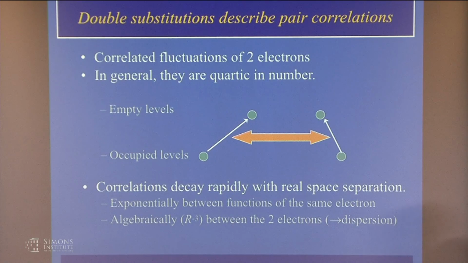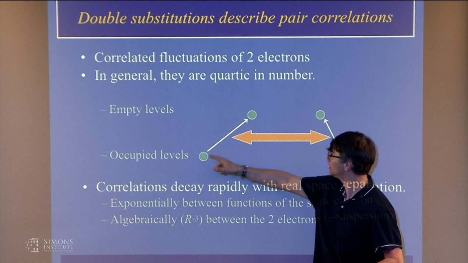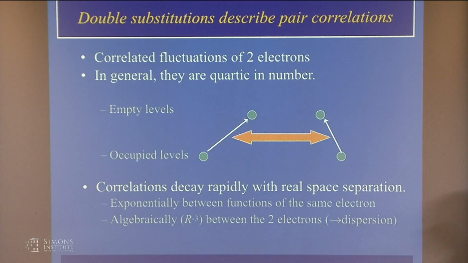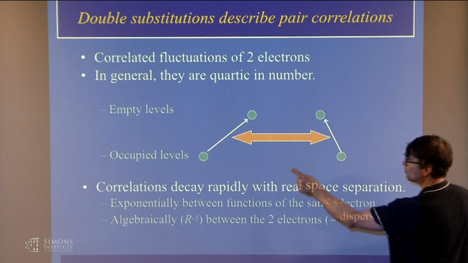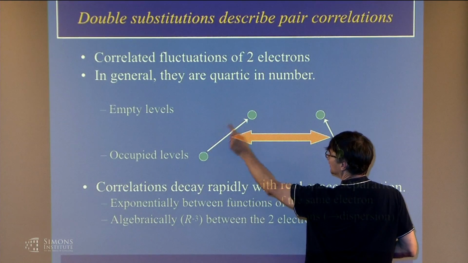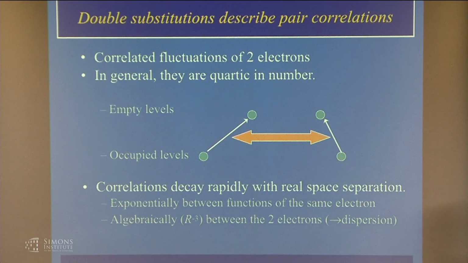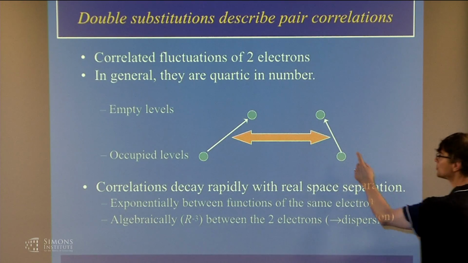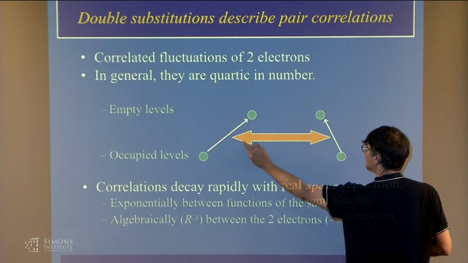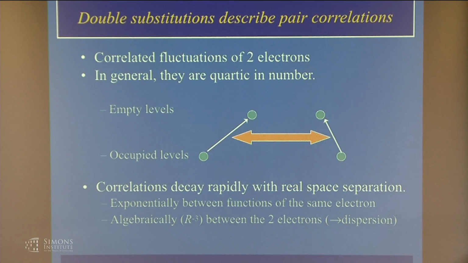What is a double substitution? Well, 2 electrons fluctuate transiently from occupied to empty levels, and the amplitude for doing so drops off very strongly with the overlap between the occupied and empty levels if they're expressed in real space. And also fairly quickly, algebraically, as r to the -3 with the distance between electron 1 and electron 2, also in real space. So the pair correlations are localized in a localized basis set.